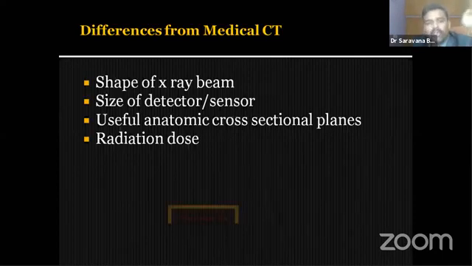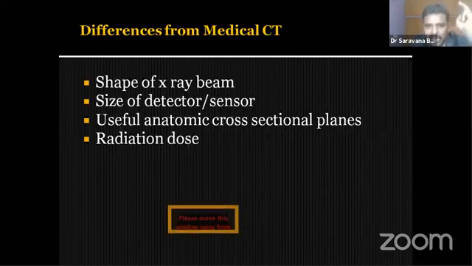Okay, there are 4 points. One is shape of the X-ray beam. Second one, size of the detector. Third one, useful anatomic cross-sectional planes. Fourth one, radiation dose. Only these 4 differences from medical CT to the cone beam CT.